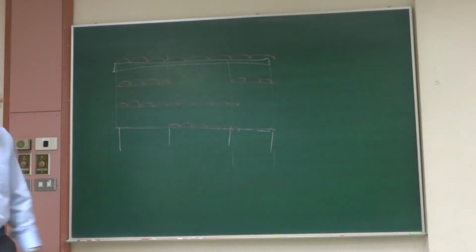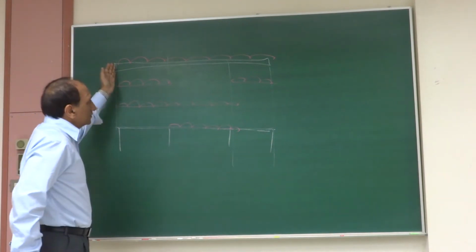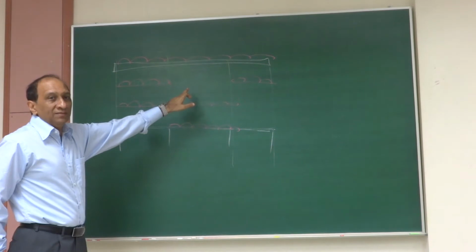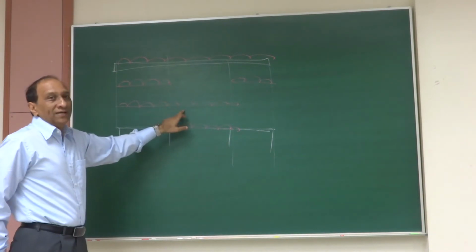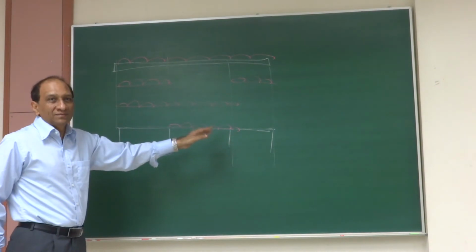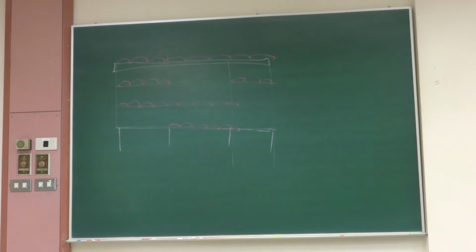These are load patterns that you need to consider. All spans loaded, adjacent spans empty, adjacent spans loaded, and only this span loaded and adjacent spans empty, right? Like live load. Just for example, you have class here, no class in the next room, both rooms having classes, right? That kind of scenario, live load patterns need to be considered.